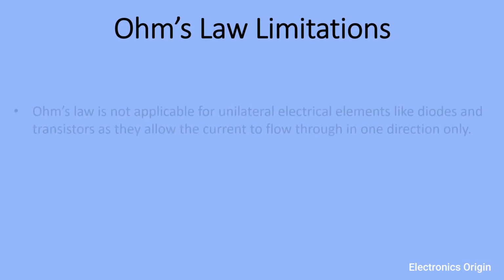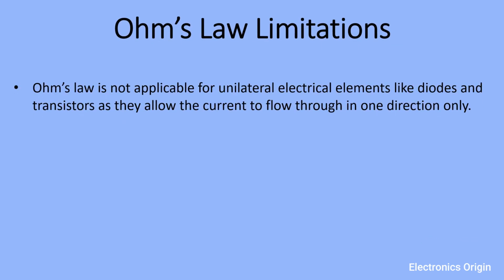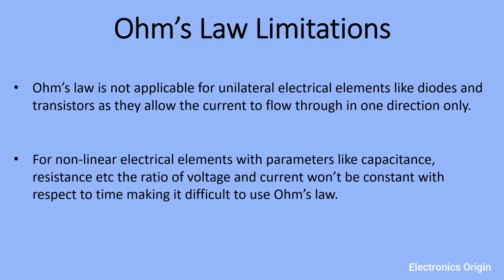Limitations of Ohm's law. Following are the limitations of Ohm's law. Ohm's law is not applicable for unilateral electrical elements like diodes and transistors, as they allow the current to flow through in one direction only. For nonlinear electrical elements with parameters like capacitance, resistance, etc., the ratio of voltage and current won't be constant with respect to time, making it difficult to use Ohm's law.